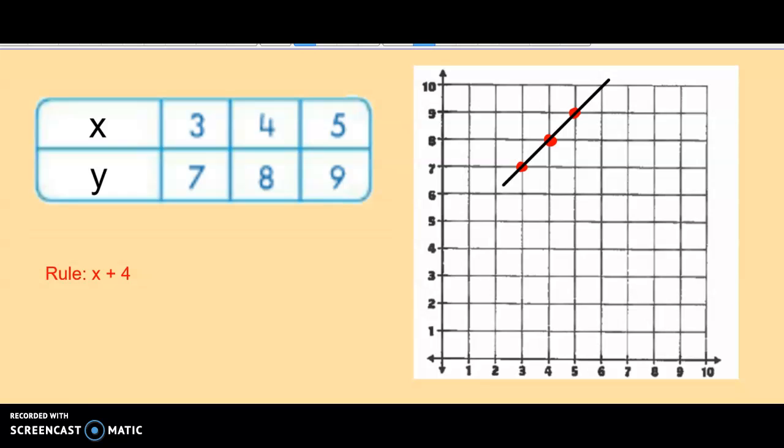Okay, so now we have another one that I already did for you just to kind of show you that line. So I plotted at 3, 7, 4, 8, 5, 9. And then my line shoots right through them. If I continue that line, and hand draw and continue it, we can see that 2, 6 would be on that, 1, 5, and 0, 4, because 2 plus 4 is 6, 1 plus 4 is 5, 0 plus 4 is 4. So all these points would also be a part of this rule or this pattern.